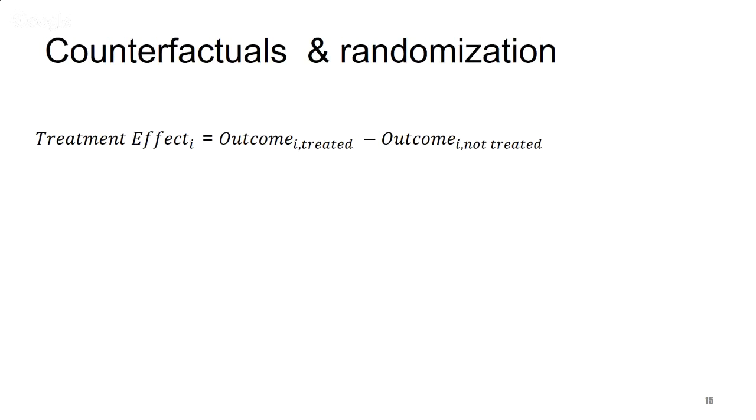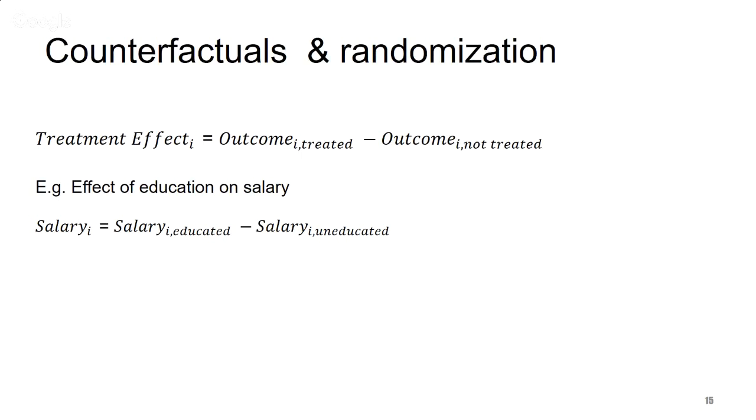So again, a little bit of math. The treatment effect for any person i would be the difference between the two outcomes, the outcomes being salary, of the person i when he or she is treated, minus the same outcome when he or she is not treated. So if you think about education and salary, it's salary for a person i when the person is given grad school education minus when the person is not given grad school education. And this is the big problem of estimating causation. The person i cannot be educated and not educated at the same time. Right? You can think of a parallel universe where the person exists without education, but not in the same universe.